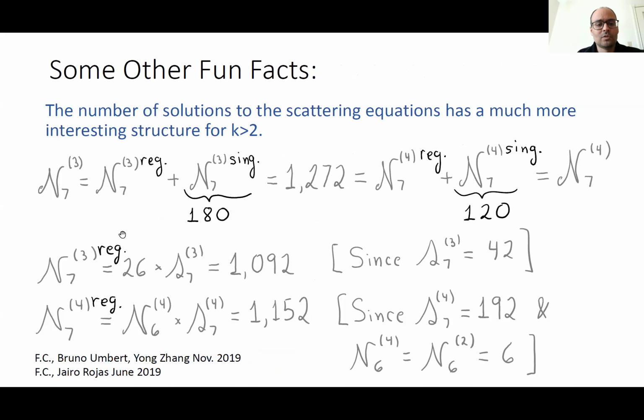Now, the solution to that is that there is something new that happens for k greater than 2, which is that even in the soft limit, we have regular and singular solutions. And so far, the story was only about the regular solutions. Once you take into account the singular solutions, order is restored, and these two numbers become the same. The configuration of these singular solutions is fascinating, but this would be the subject of another talk.